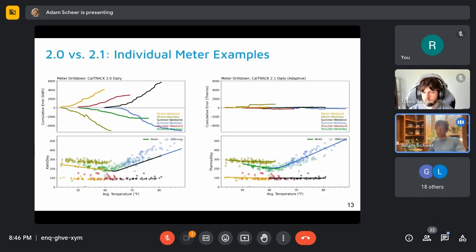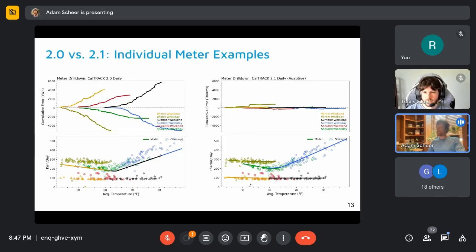And then I'll point out one last thing, because this is going to set the stage for what Travis is going to talk about here. If you look at these cumulative error profiles, you can see that on the winter weekday, that olive color, there's a stepwise function around 52 degrees where the cumulative error increases and then stays constant. If you look at the bottom plot, you can see there's two data points that are just sitting at 0. So this meter had 2 data points that were just 0 consumption.